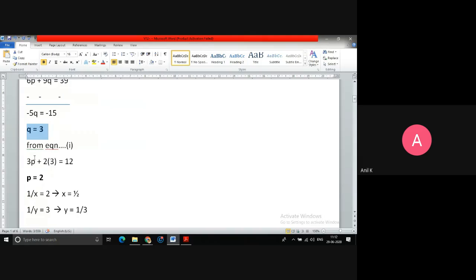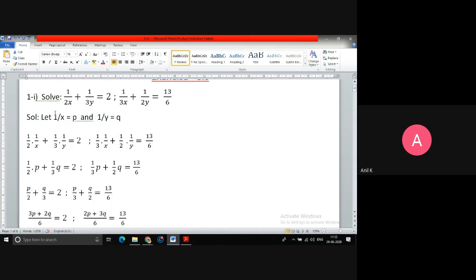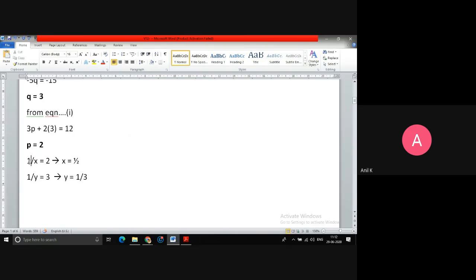So you got the Q value and you got the P value, but my question is to find the x and y values. So the P value is 2, but the P value I assumed as 1 by x. That is what my assumption was in the first step. Let 1 by x equal P, 1 by y equal Q. Now the P value I got as 2, so let me substitute P as 2. So 1 by x equals 2, then x is going to be 1 by 2, the reciprocal. The Q value is 3, that is 1 by y is 3, then y is going to be 1 by 3. So that's it, you got the x value and y value.